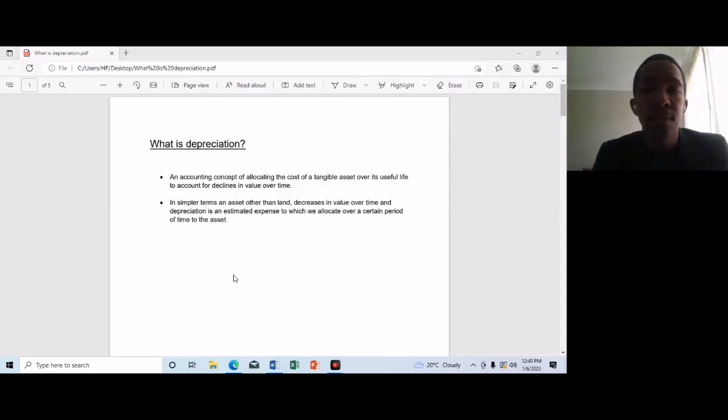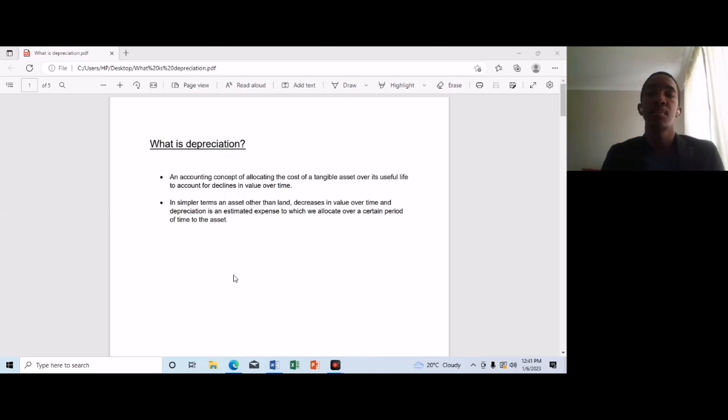Right, so let us dive straight into what is depreciation. Depreciation is an accounting concept of allocating the cost of a tangible asset over its useful life to account for declines in value over time. Basically, that statement says that as soon as we purchase an asset, its value decreases from the time it's available for use to us, whether that be tomorrow or the next year. So as soon as it's available for use to us, its value decreases.